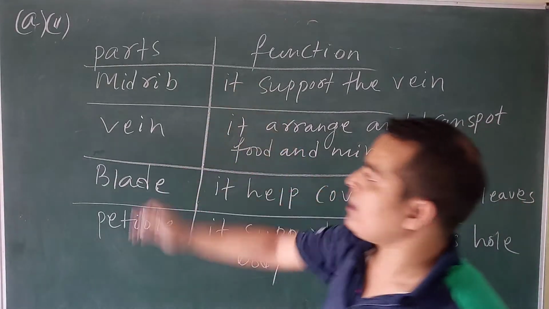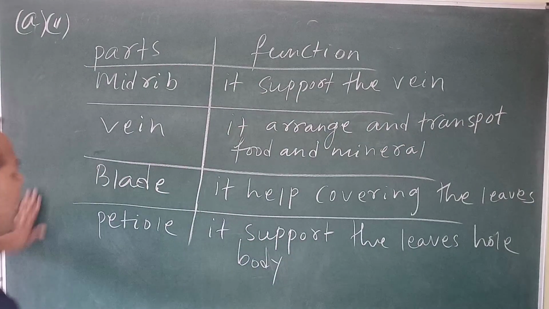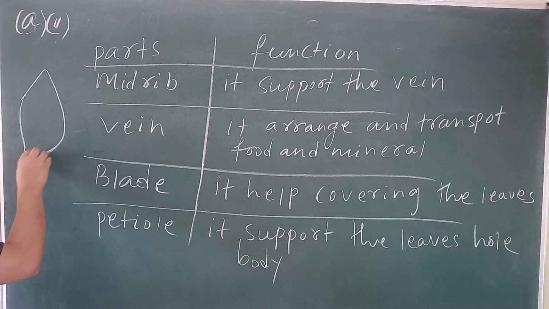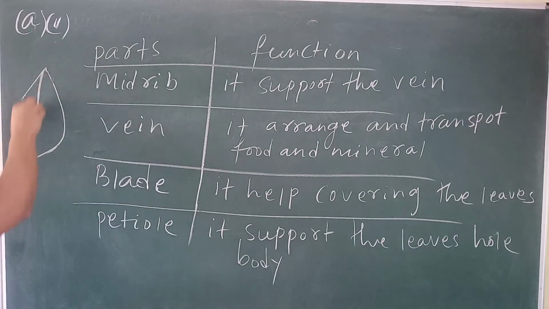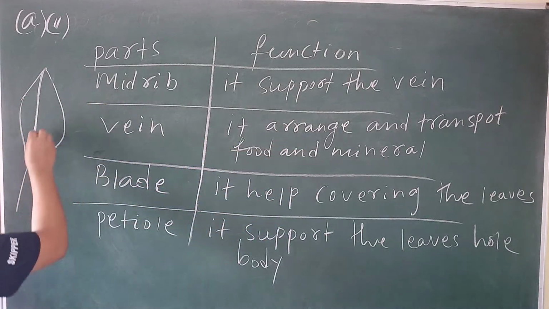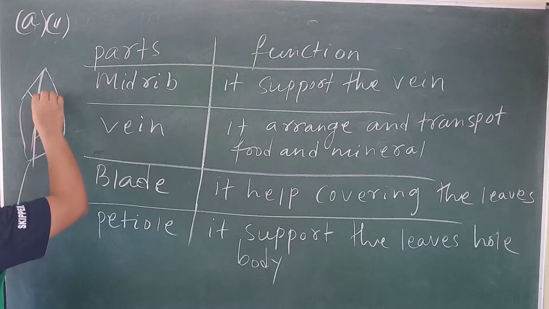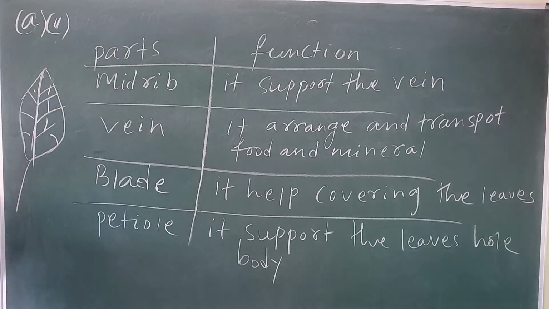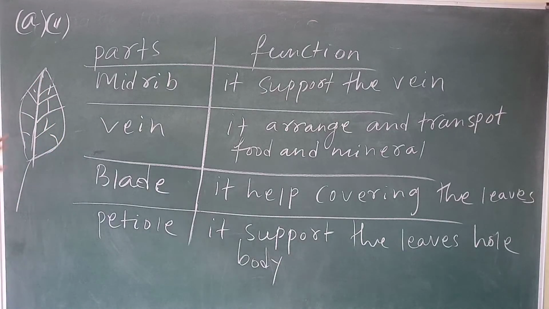Okay. So what will happen? The mid-rib. A broad line is going. See here, you can observe this. So this is called a mid-rib. Mid-rib supports the veins. The small veins are net-like, and they cover the leaves. So this is the structure of leaves.